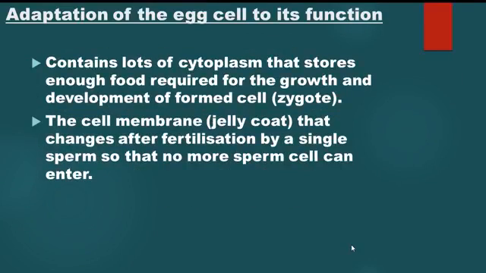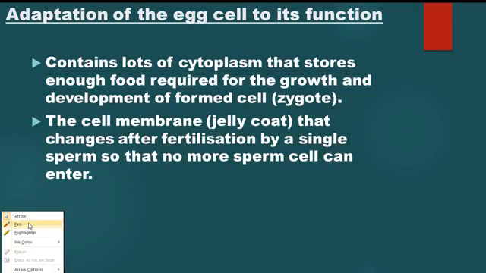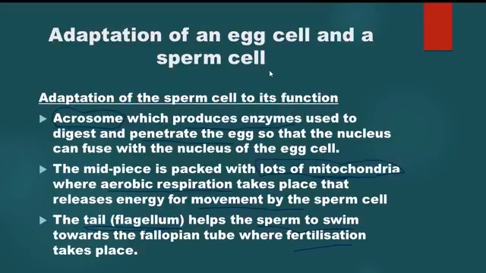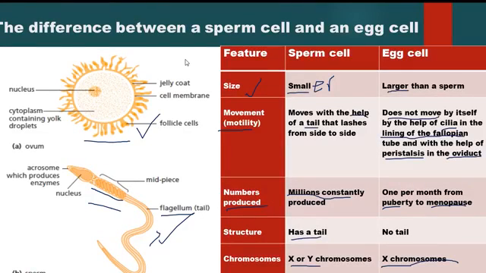Now, finally, the adaptation of the egg or the ovum. The egg or the ovum has got only two features that we'll be looking at our level. The first one, we're saying that it contains lots of cytoplasm. If you go back to the diagram, the cytoplasm is very huge. Let me take you back so that you'll have a look at it. Look at the cytoplasm.